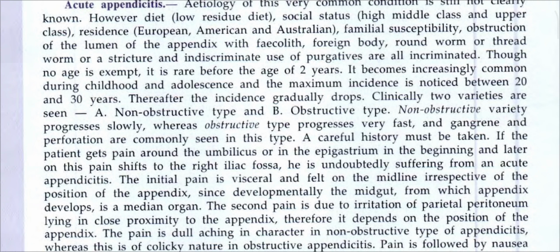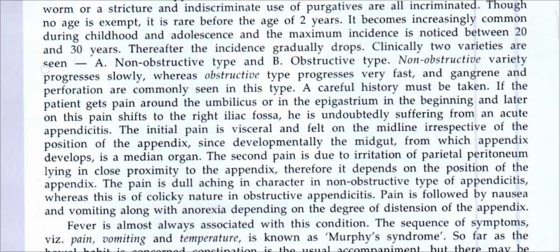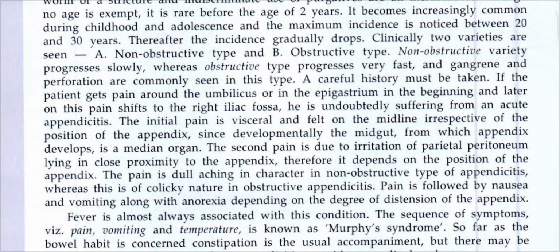A careful history must be taken. If the patient got pain around the umbilicus or in the epigastrium in the beginning, and later on this pain shifts to the right iliac fossa, he is undoubtedly suffering from acute appendicitis. The initial pain is visceral and felt on the midline irrespective of the position of the appendix, since developmentally the midgut from which the appendix develops is a median organ.